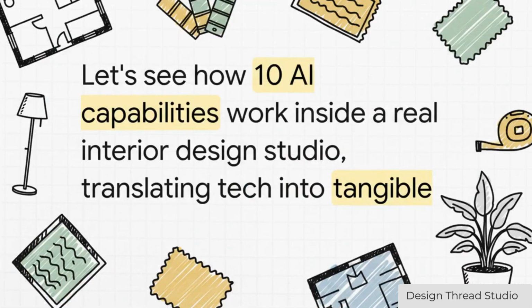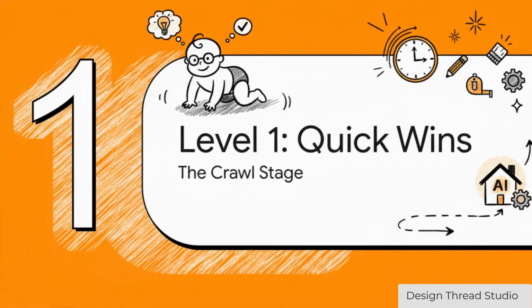Okay, so to make this super practical and not just a bunch of abstract ideas, we're going to frame everything around a single case study, a real interior design studio. This is going to help us see exactly how these big concepts actually play out in the real world, saving time, making clients happier, and designing better spaces. We're going to break this down into 3 simple levels: crawl, walk, and run.